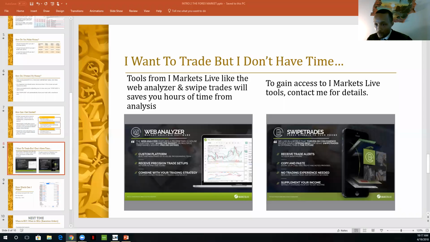I only analyze one. There's so much to learn. I only have time to analyze one. So if you have time to analyze 70 different pairs, that's great. If you don't, you can use software that will help you earn some profit even while you're still learning. So with the swipe trades, for instance, you would just get notifications to your phone, and you can actually copy and paste those into MetaTrader 4, and make money.